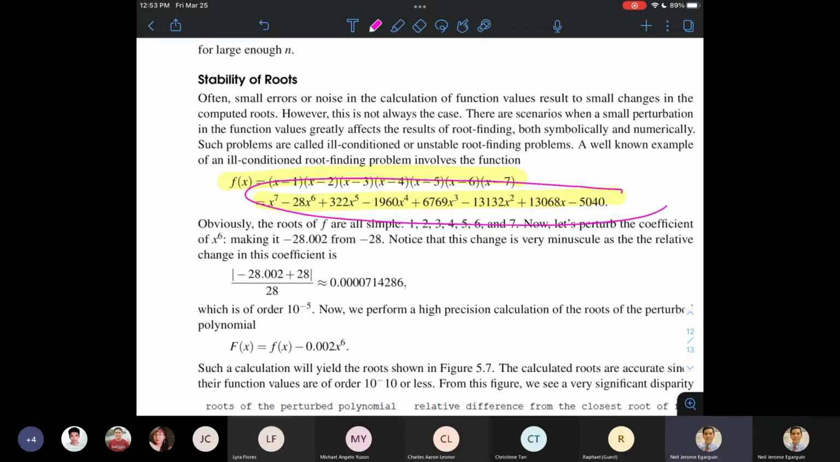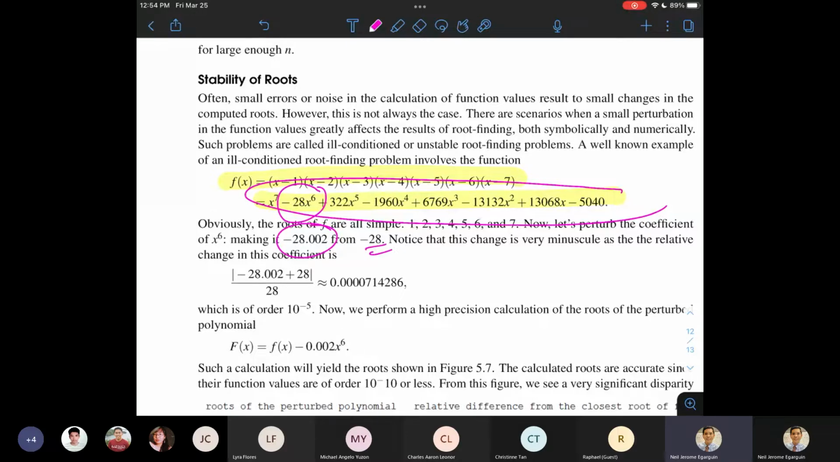Okay? Now what I'll do here is look at the x to the 6th term. It's negative 28. Now, what if I perturb it and suppose that noise affected the computation of that numerical coefficient? So instead of negative 28, gawin natin negative 28.002. Now, is this a significant change? It is not, because it is 10 to the negative 5 ang relative difference.